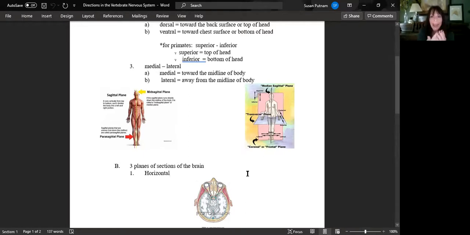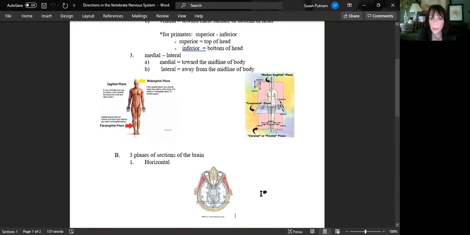So let's talk about the 3 planes of sections of the brain. When we're looking at brain structures, we need to know, is it like looking at it straight from the front? Is it looking at it from the top? Is it looking at it from the side? So let's talk about those planes of sections of the brain.